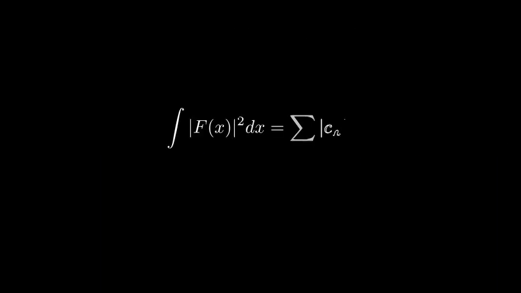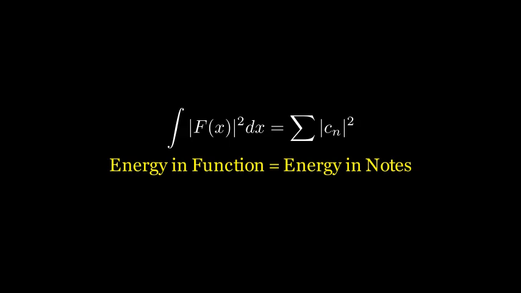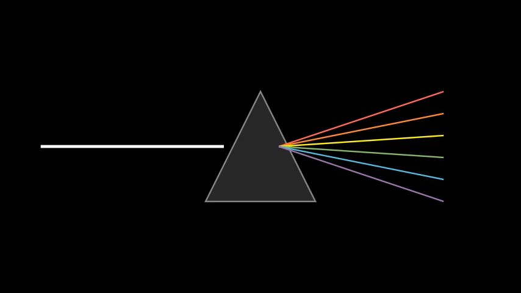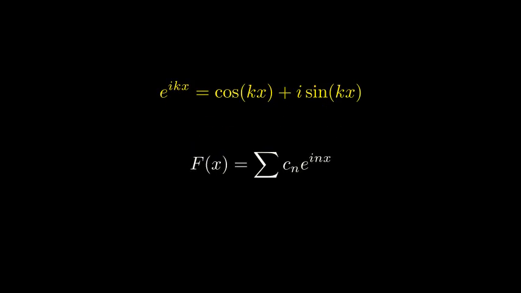There is a deep conservation law here called Parseval's identity. It states that the total energy in the function equals the total energy in its coefficients. Think of it like white light. The total brightness of the beam is exactly the sum of the brightness of every color in its spectrum. While sines and cosines are intuitive, engineers prefer the complex form. Using Euler's formula, we can collapse the two formulas into one elegant summation using complex exponentials.